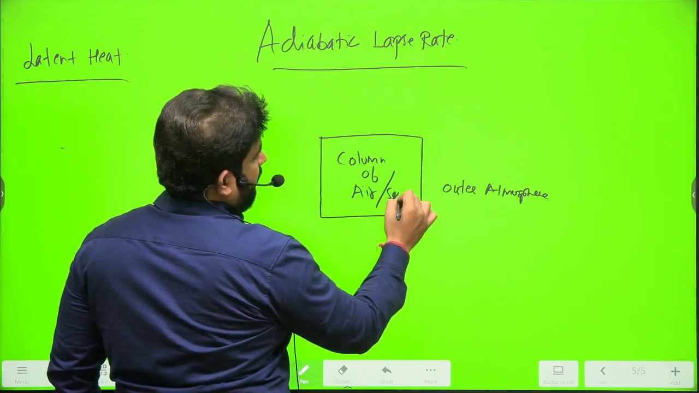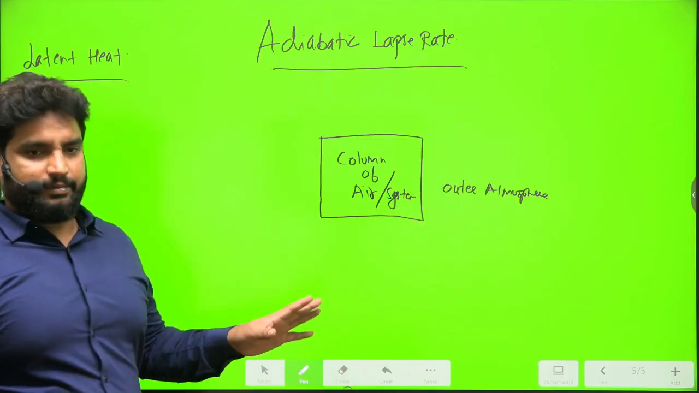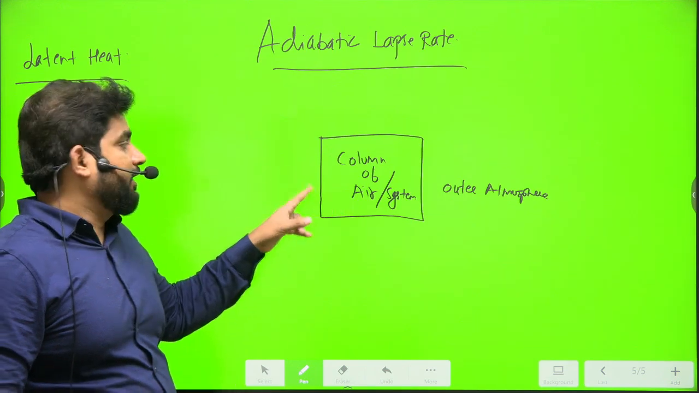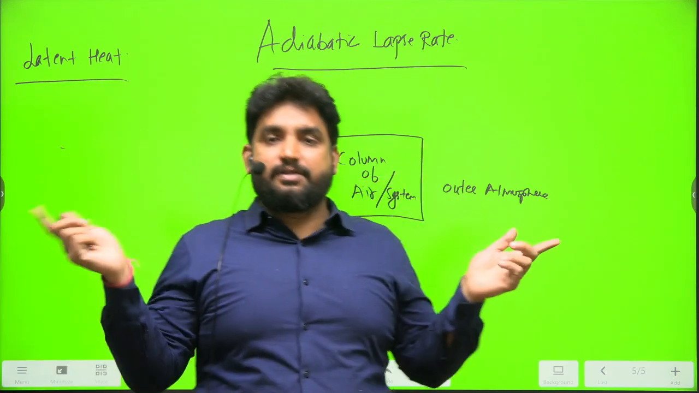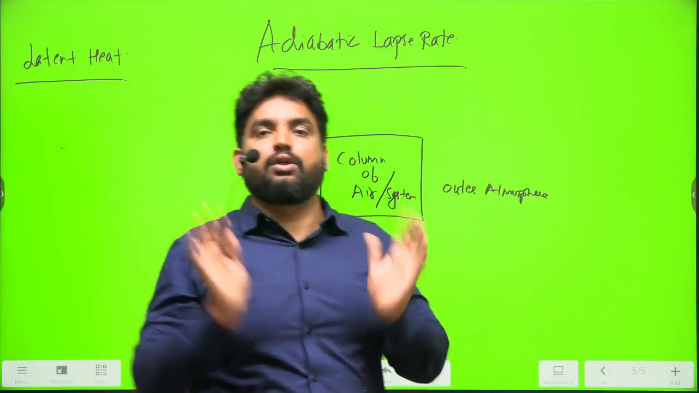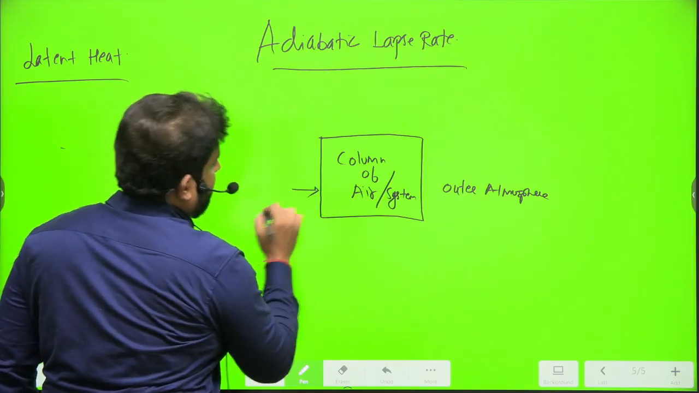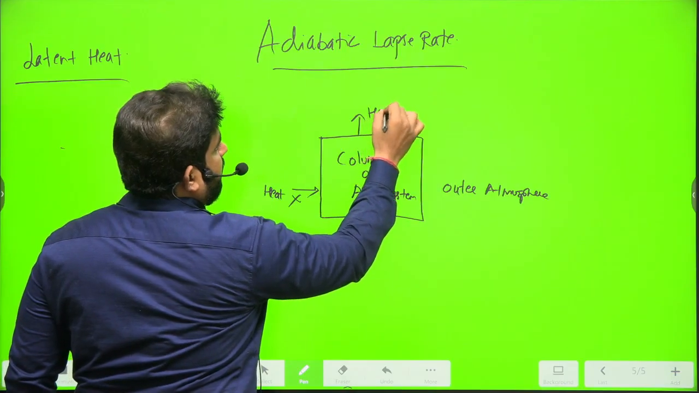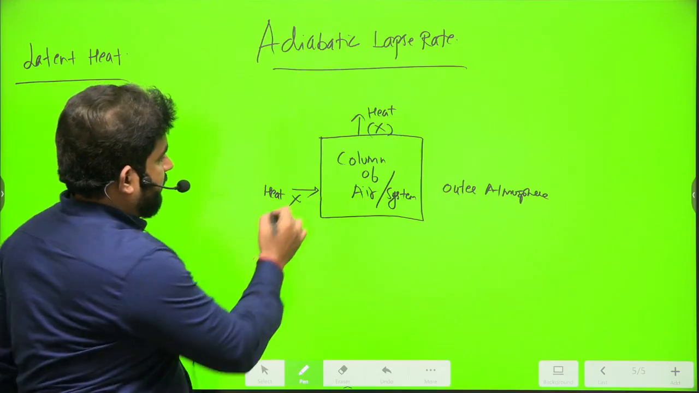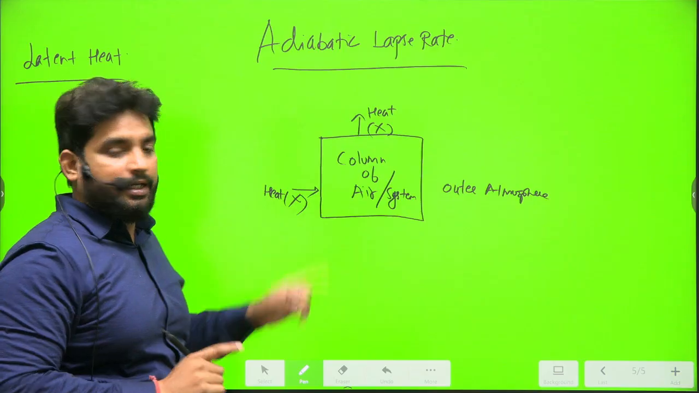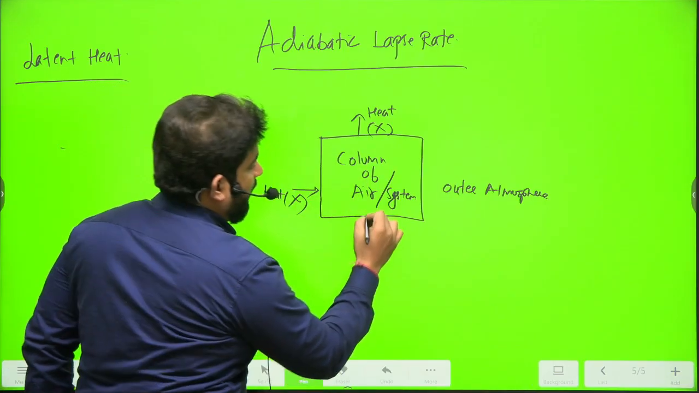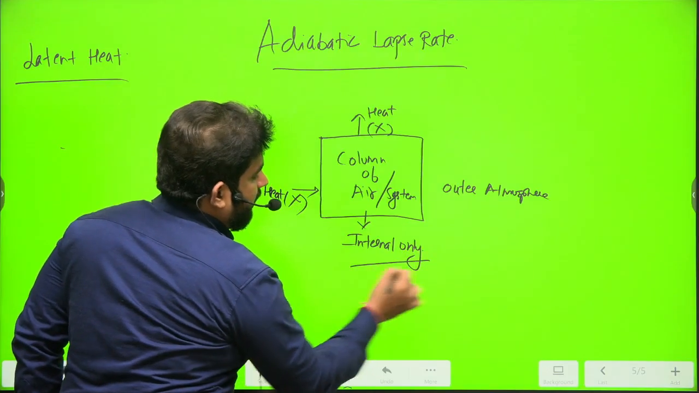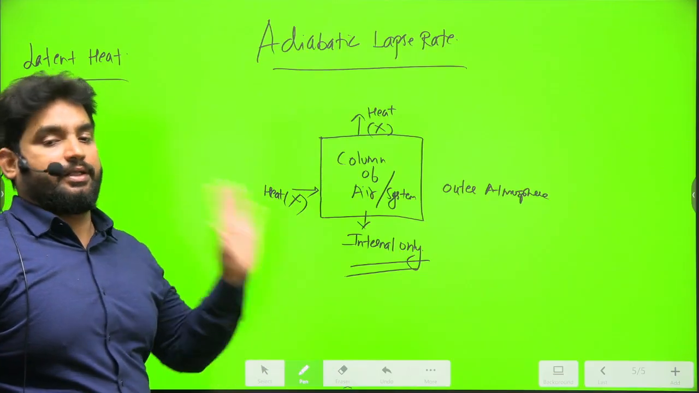Now, what is adiabatic? The basic fundamental concept of adiabatic is that in a system there is no heat entering the system or leaving the system, and all the heat changes are internal only. That means no heat enters, no heat leaves the system, and all the heat changes in the system are internal only. When all the changes are internal only, it is known as an adiabatic system.